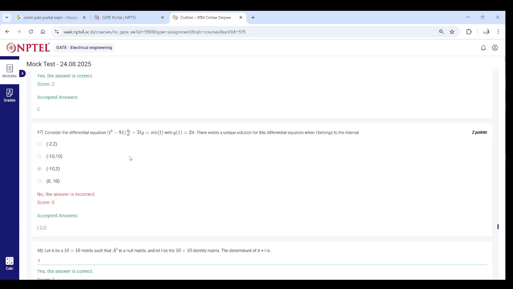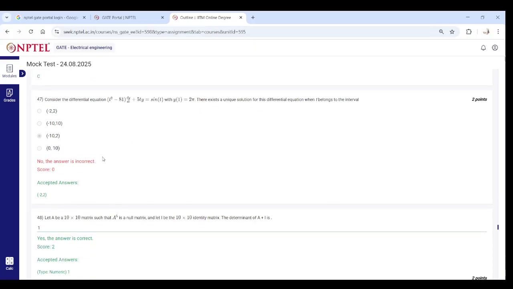Sometimes, as we know, GATE questions will have multi-answer questions. Apart from the multiple choice questions, we'll have multi-answer questions, so we need to put in the two answers. They will mention if these are multi-answer questions in the actual examination.